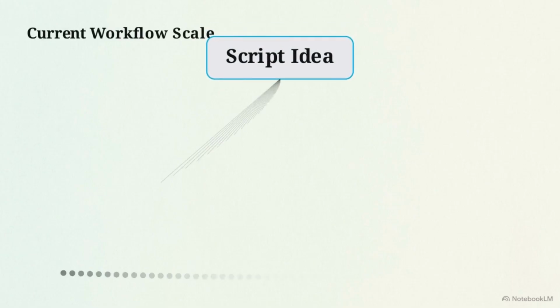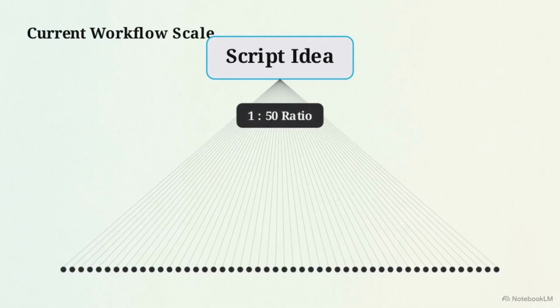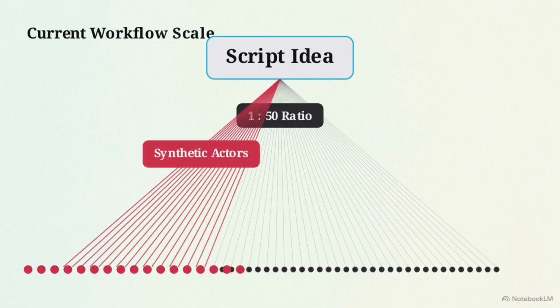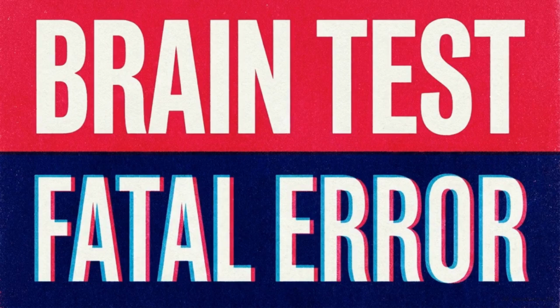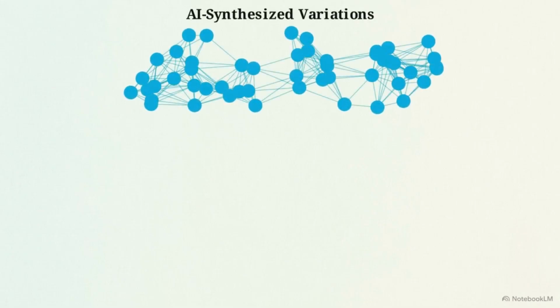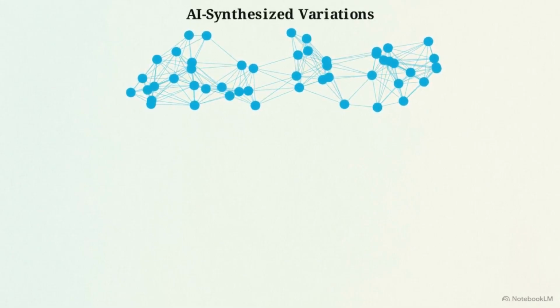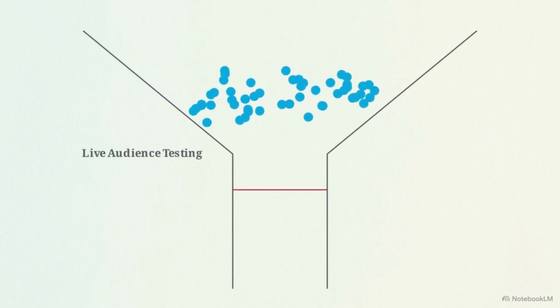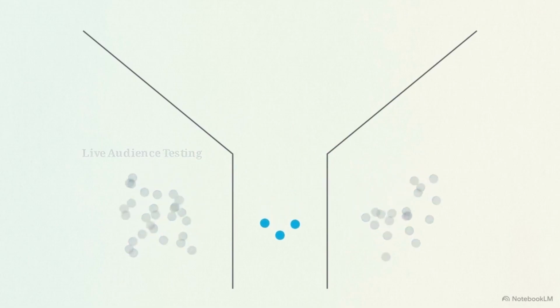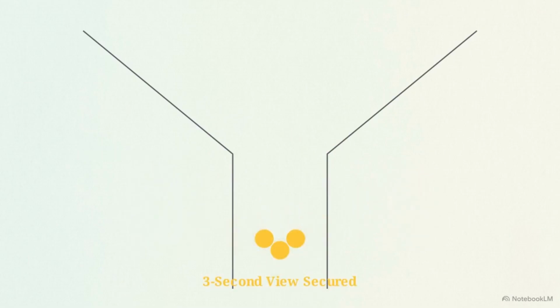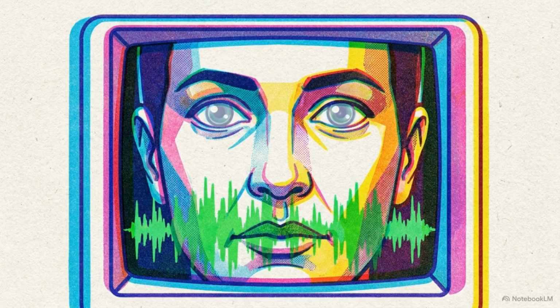Looking at this flowchart, we can see the scale of the current workflow. A single script idea instantly fractures into 50 variations, as AI tools generate the synthetic actors, write the voiceovers, and render different visual angles in minutes. The software generates hooks like "only 1% can solve this," or "he made the wrong choice," because those familiar emotional structures trigger a predictable psychological response in the human brain. As those synthesized variations collapse down the funnel, marketers test them against live audiences, immediately discarding the underperforming assets and keeping only the videos that secure a 3-second view. Generating an AI avatar to narrate a fake storyline solves the problem of hijacking attention.